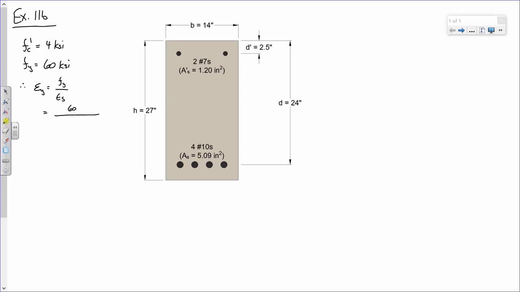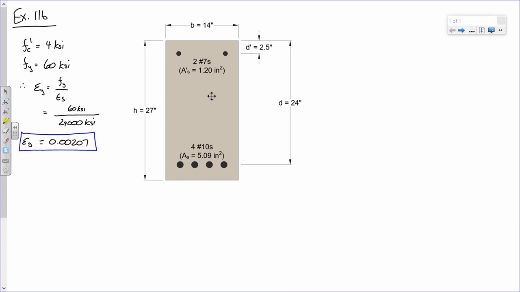We said it was 60 KSI over 29,000 KSI. Does anybody remember that numerical value? 0.00207. Okay, so that's going to be a rather important value to see whether or not this upper layer of steel has yielded. Now remember, when you're doing a problem, if I just show you that picture, unless you can do all this math in your head, you have no idea whether or not that upper layer of steel has yielded or not. So we're going to assume that it has.